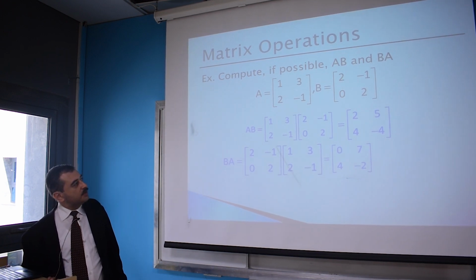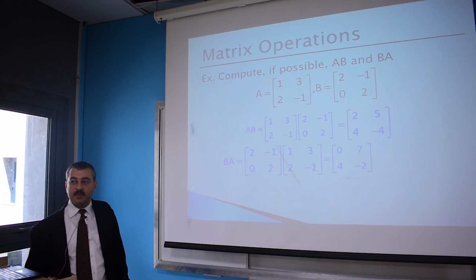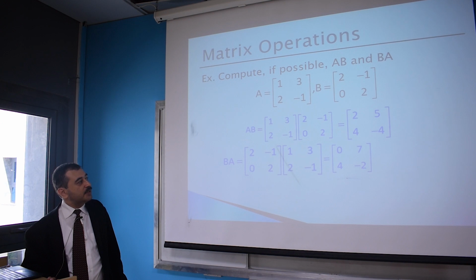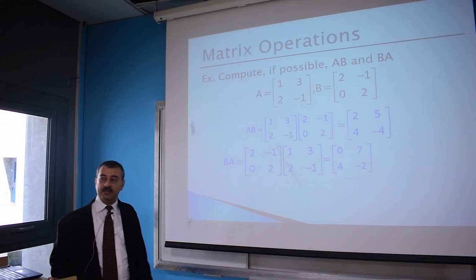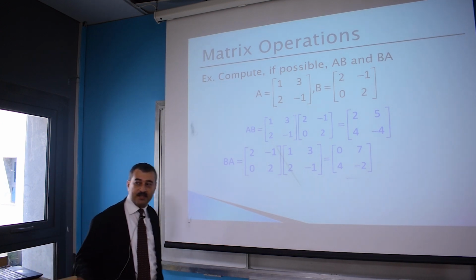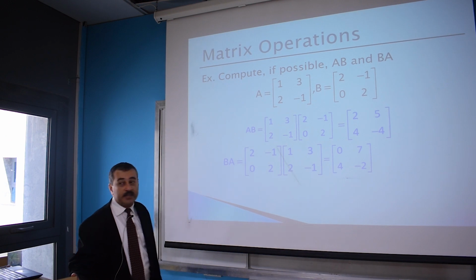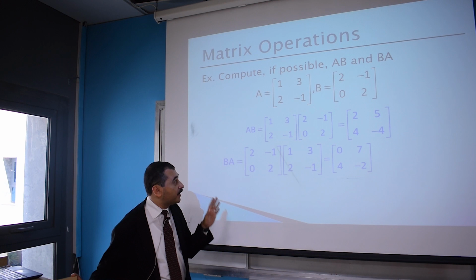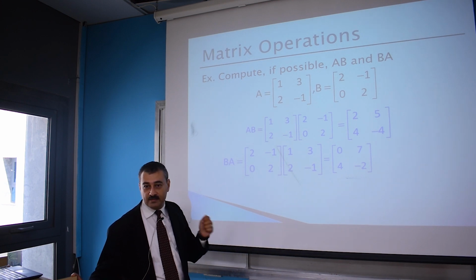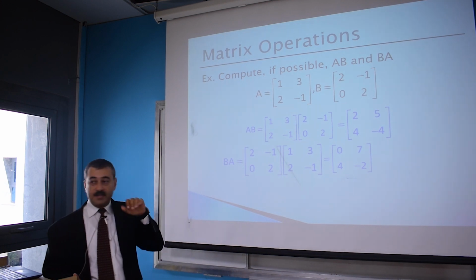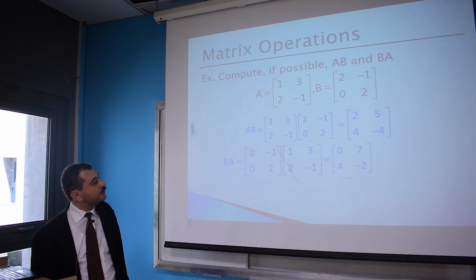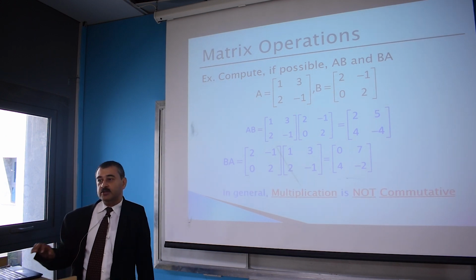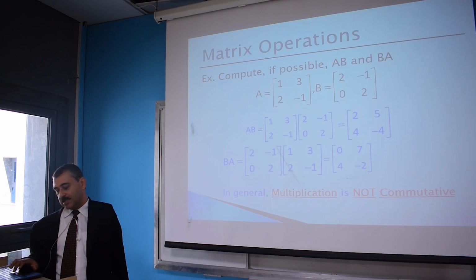So what did you notice about the result of these two products? AB doesn't equal BA. So in general, in matrices, the multiplication is not commutative. Okay, so be careful when you find AB or BA. They are not necessarily the same. So we say that multiplication is not commutative in matrices.